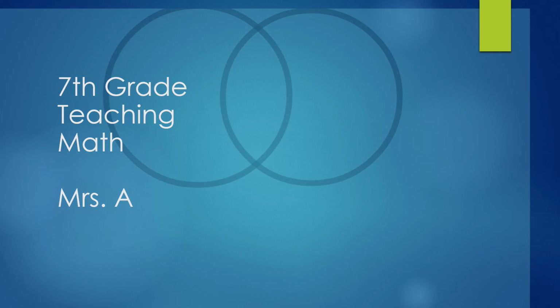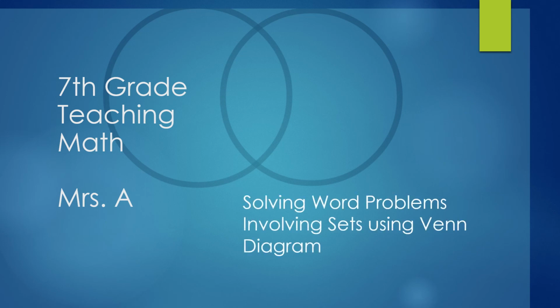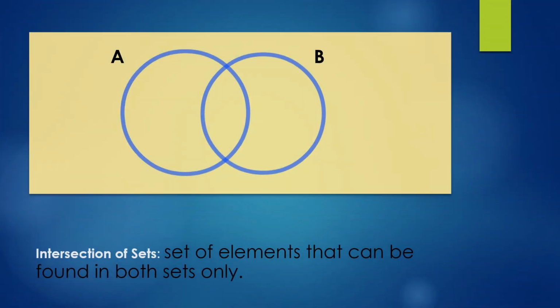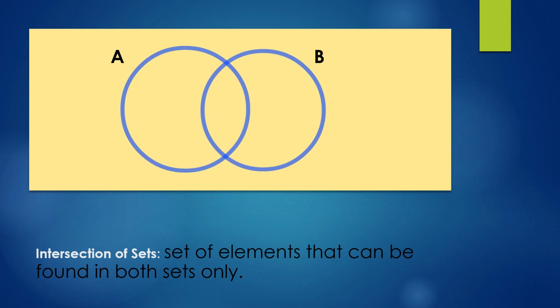In today's video, you're going to learn how to solve word problems involving sets using Venn diagram. But before that, we're going to have a review first. So a Venn diagram is an illustration of two or more overlapping circles. And the overlapping part here is very important.